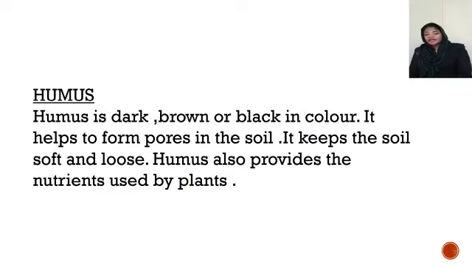So I told you our soil is made up of two parts. One part is tiny parts of rocks and the second part is humus. You can see the humus on the top of the soil. Humus is dark brown or black in color. It helps to form pores in the soil. It keeps the soil soft and loose. Humus also provides the nutrients used by plants. So, these are the peculiarities of humus.